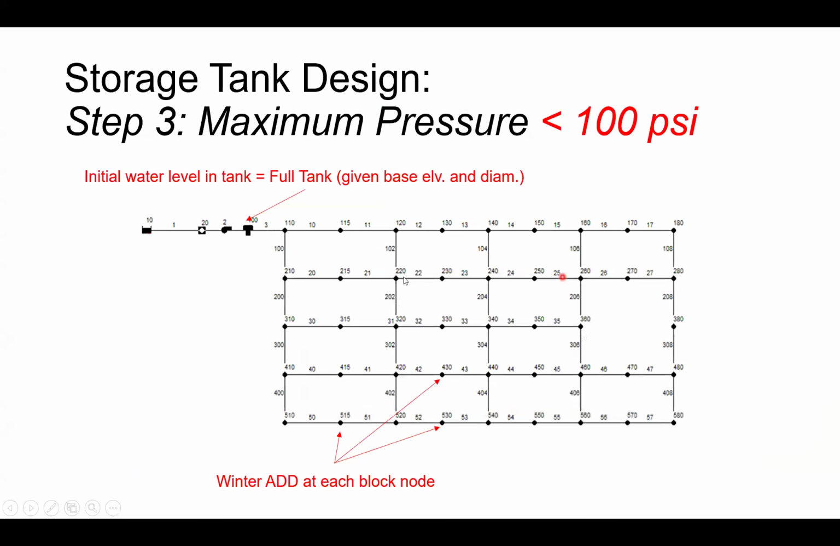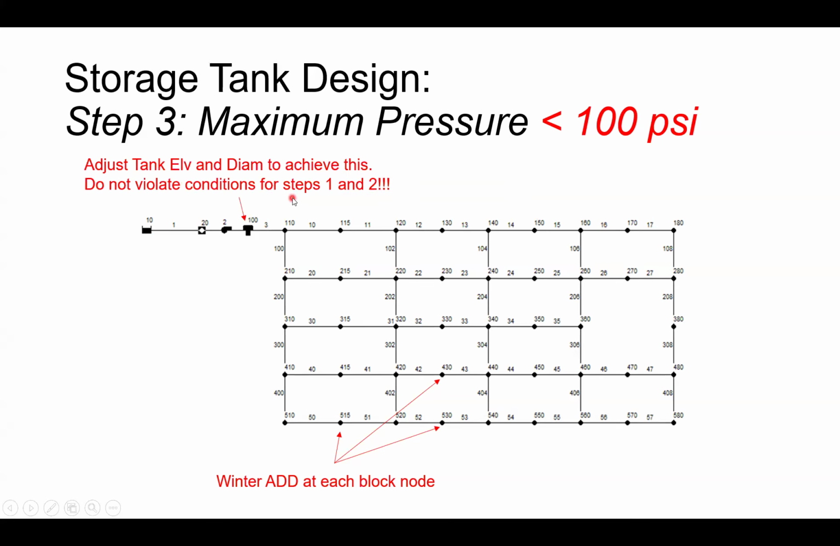So let's just look at this. You're going to use that cylindrical volume formula to find the height of the water given your diameter and the volume of the full tank. And then think about which node is going to have the highest pressure in the system. Well, we know that the farther away you are in the system, the lower the pressure, right? So it's probably going to be one of these two nodes that's going to be the highest pressure. You're going to add average daily demand to each of these nodes from winter. So that's going to be the lowest demand the system would experience. And then you're going to run the model and look at pressures in the nodes.